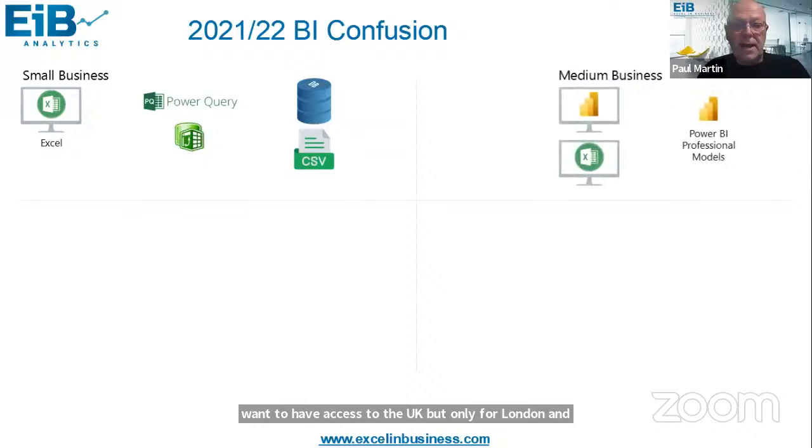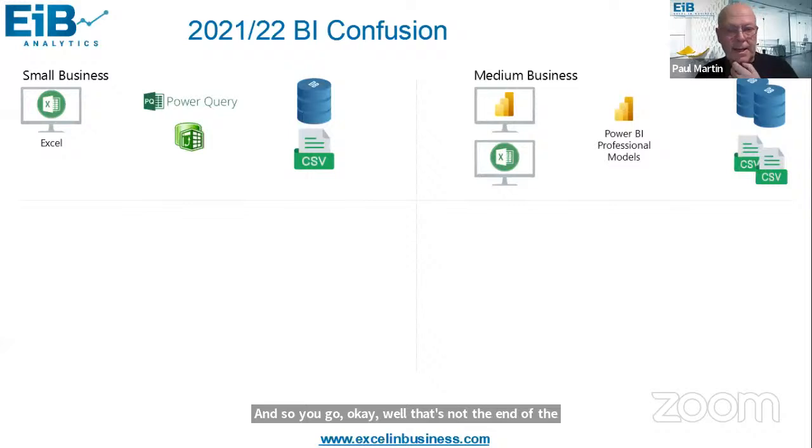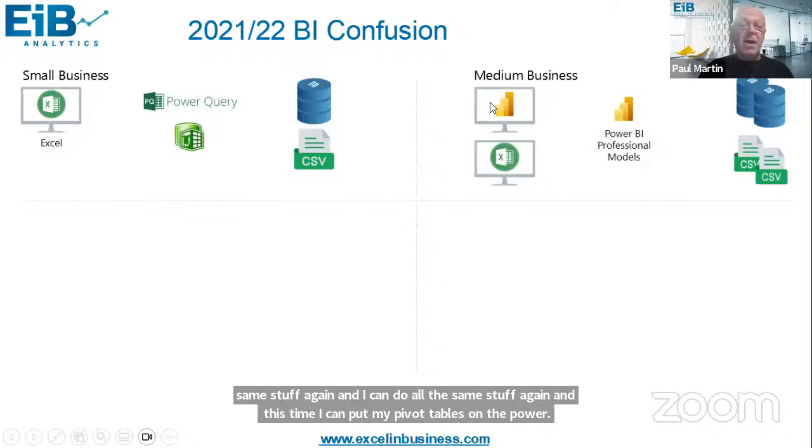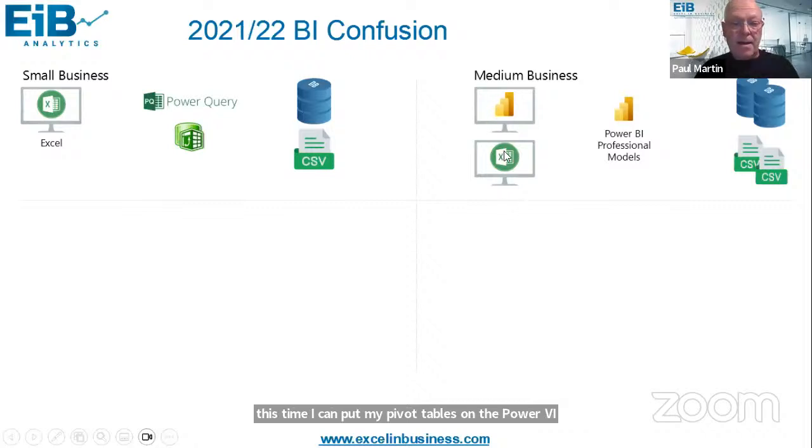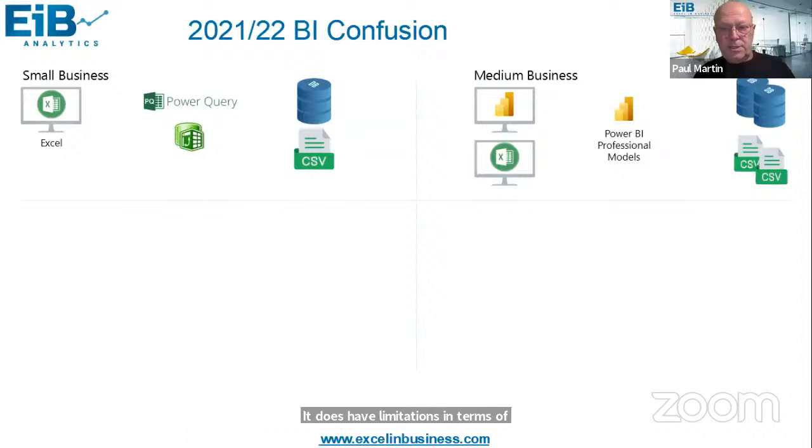And so you go, okay, well, that's not the end of the world. I've got Power Query in Power BI. So I'll stick it in a Power BI Pro model now, and I can do all the same stuff again. And this time I can put my pivot tables on the Power BI model, and also I can build Power BI dashboards. So even if they're not using it at the moment, maybe then we can do some Power BI dashboards and have Power BI and Excel on them. And then you think, okay, that's all right, but this has limitations in terms of scalability. It has limitations in terms of application complexity, and limitations in terms of, realistically, the number of users you can support on it. And so you then go into a completely different model.